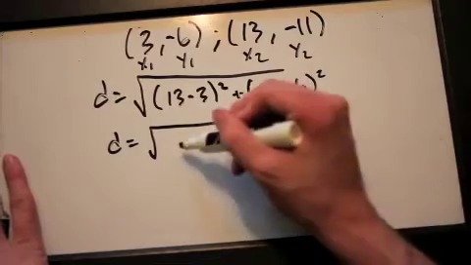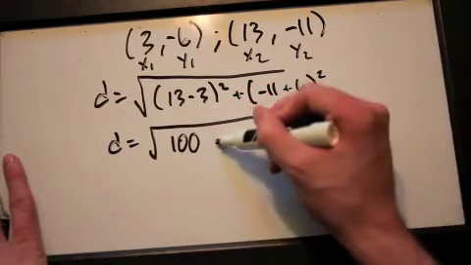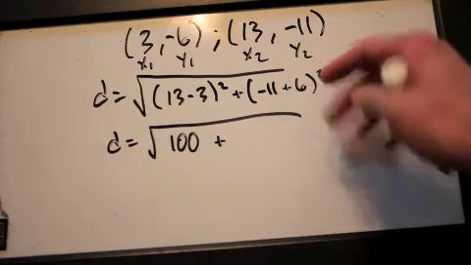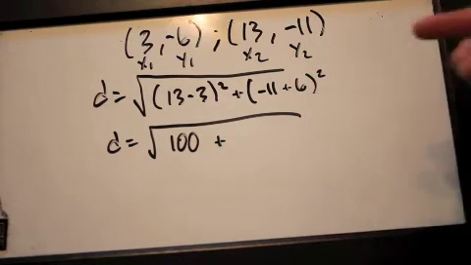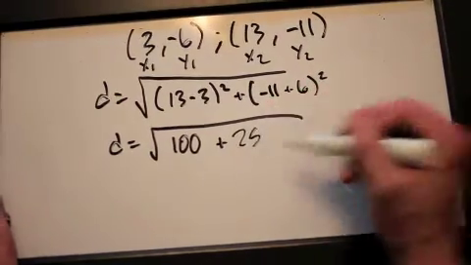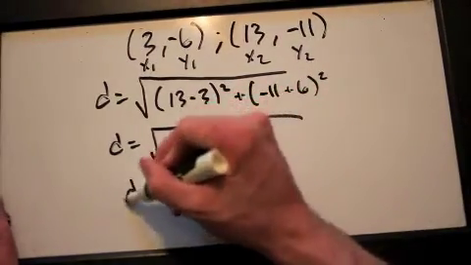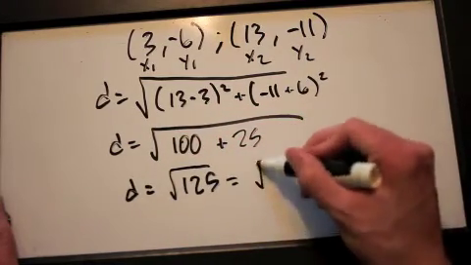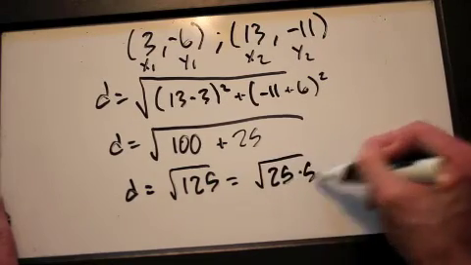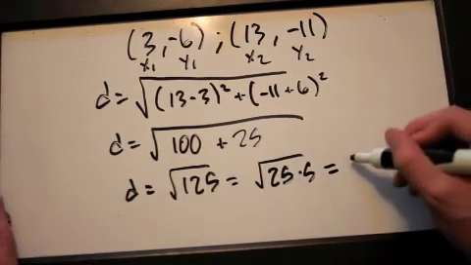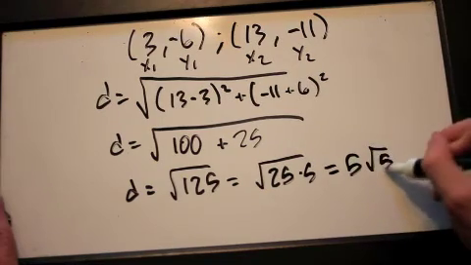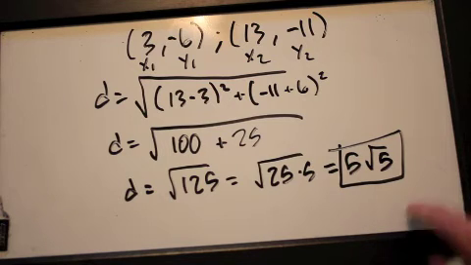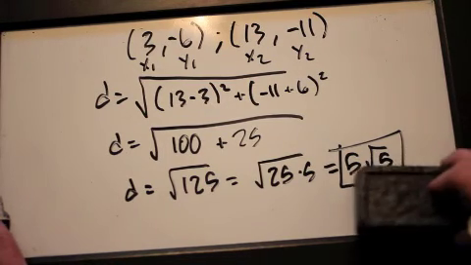13 minus 3 is 10, and 10 squared gives me 100, plus negative 11 plus 6 would give us negative 5. But since we're squaring it, it becomes positive 25. So D equals the square root of 125. Well, we could rewrite that as the square root of 25 times 5. We know the square root of 25 is 5, and that leaves us square root of 5. And that would be our distance. And that is using the distance formula.